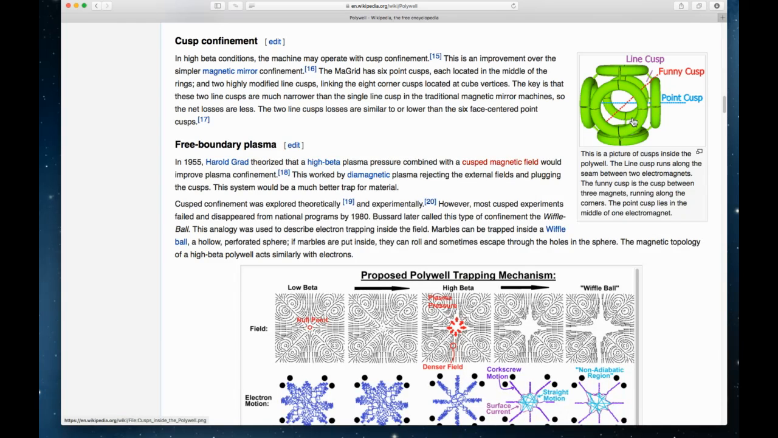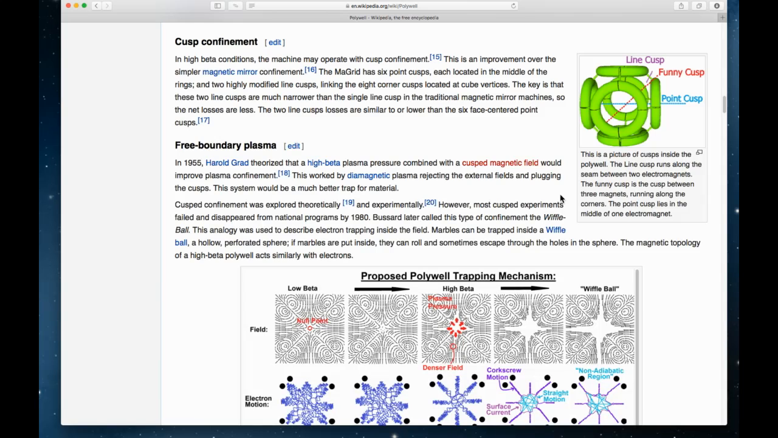That's interesting. They have a picture of the cusps inside the polywell. The line cusp runs along the seam between the two electromagnets. The funny cusp, they call it, is the cusp between the three magnets running along the corners, and the point cusp lies in the middle of one electromagnet. The point cusp, funny cusp. I don't think we're seeing the picture of the funny cusp.